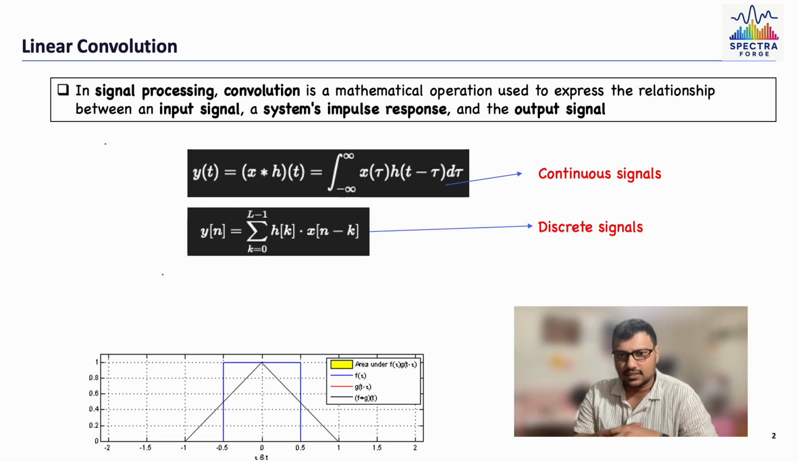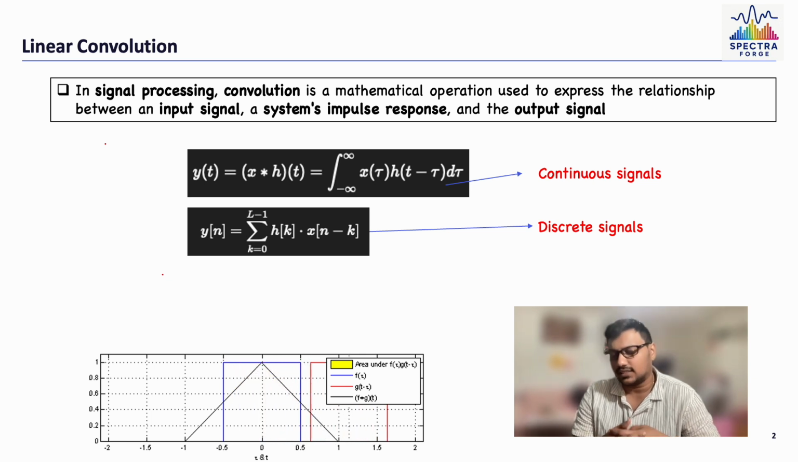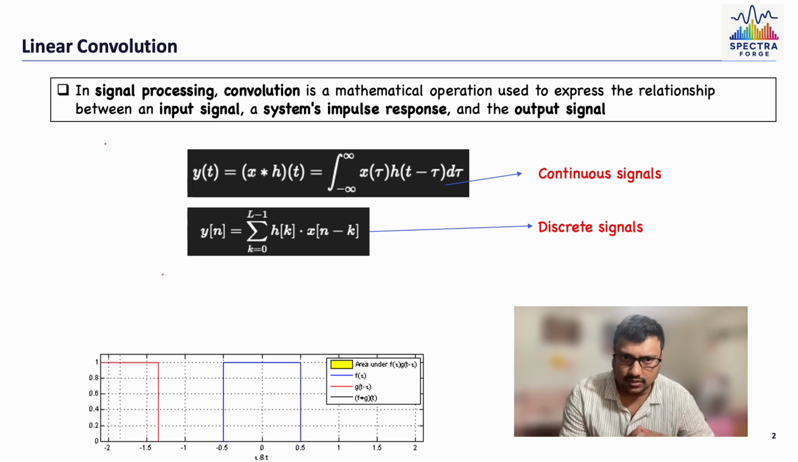And for discrete signals, y of n, which is basically a discretized version of y of t, you replace this integral with the summation, where L is the number of time samples, and so you'll have h of k times x of n minus k, or equivalently you could have x of k times h of n minus k. They are commutative, so it doesn't matter whether h of k or x of k comes first. So this is in signal processing.